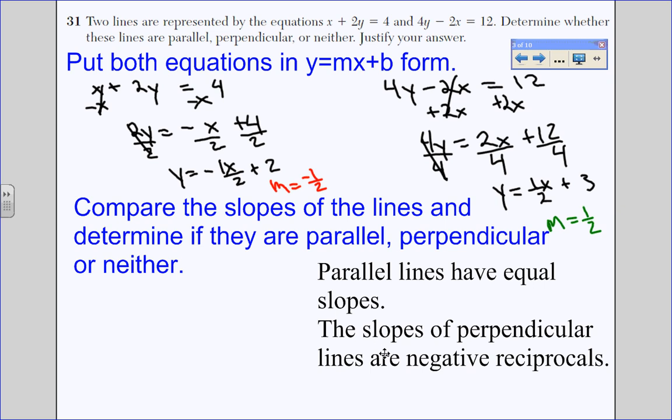You should also know that the slopes of perpendicular lines are negative reciprocals. So these are not negative reciprocals of each other, so they're not perpendicular. So what is our answer? Our answer is they are neither parallel or perpendicular.